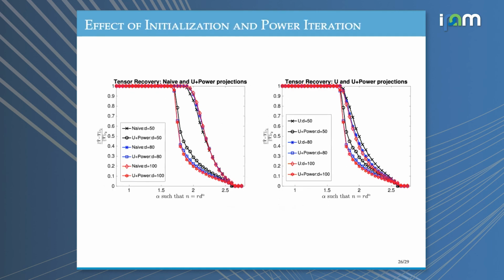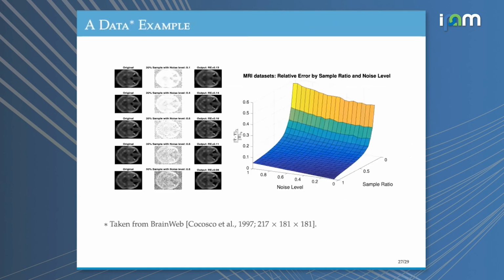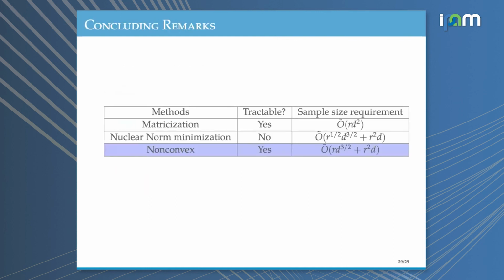So far I've been talking about exact recovery, and even with noise, we could do something about it as well. Just to quickly summarize, I talked about three different ways of tackling the low-rank tensor completion problem. The first one is unfolding the tensor into matrices and treating this as a matrix completion problem. It's very easy to compute, but it ends up with a suboptimal sample size requirement. The second one is Euclid law minimization.